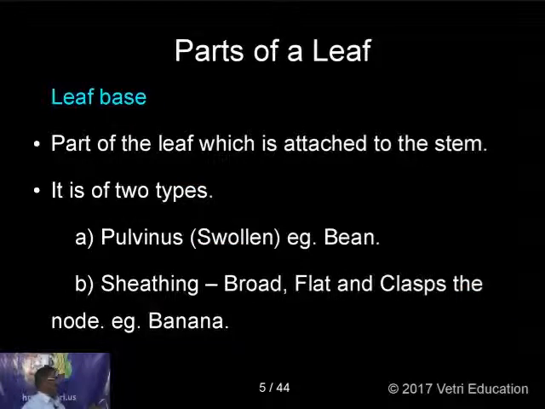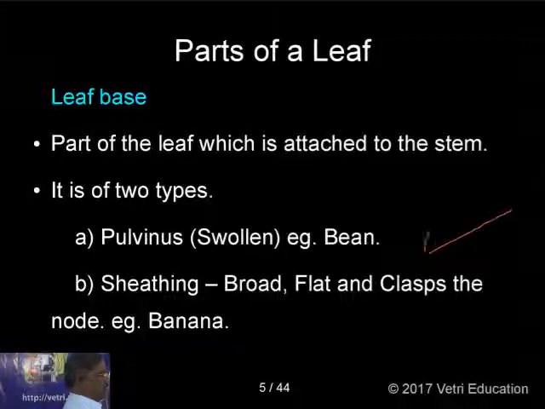So what is the leaf base? The part of the leaf which is attached to the stem is called the leaf base. There are some modifications in the leaf base. Number one is the pulvinous leaf base, that is, the leaf base is swollen. Here you can find the leaves on the swollen base. This is called the pulvinous leaf base.